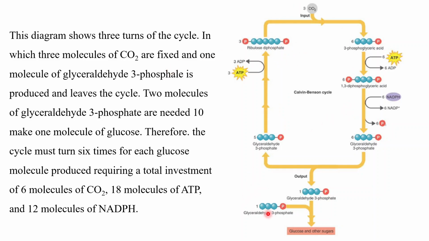Since 2 molecules of glyceraldehyde 3-phosphate are required for 1 glucose molecule, we need one more turn of this cycle. So that means 6 plus 3 is 9, into 2 is 18 ATPs, and 6 into 2 is 12 NADPH molecules required. So 6 molecules of CO2, 18 molecules of ATP and 12 molecules of NADPH will give 1 molecule of glucose.